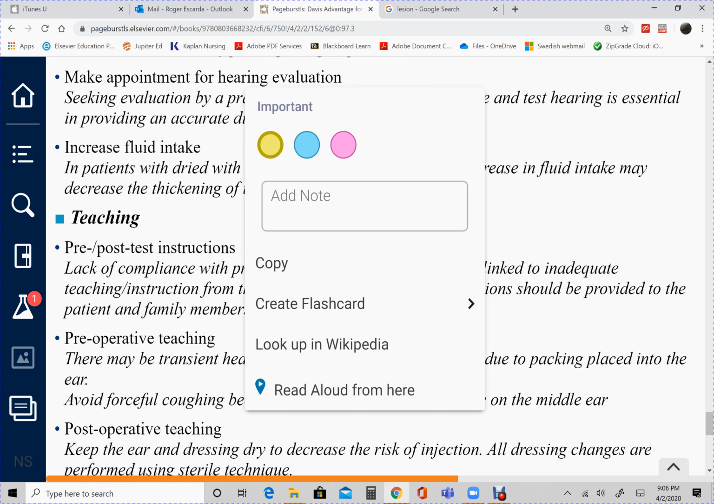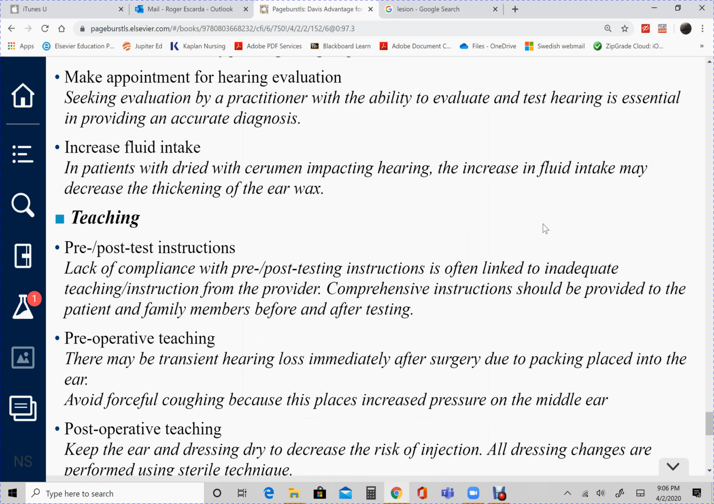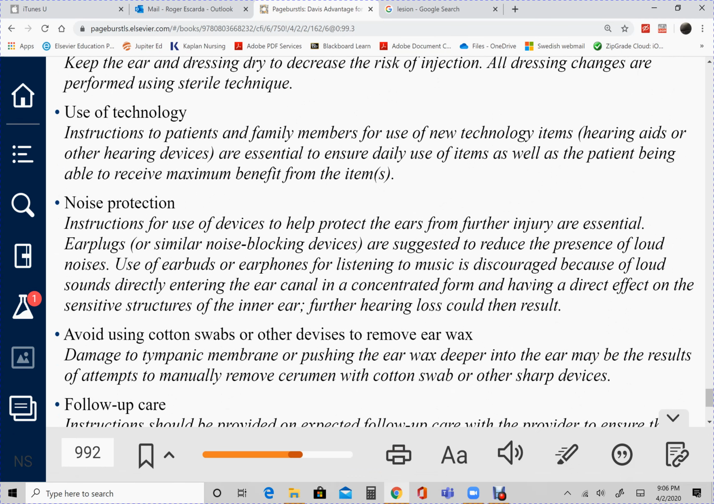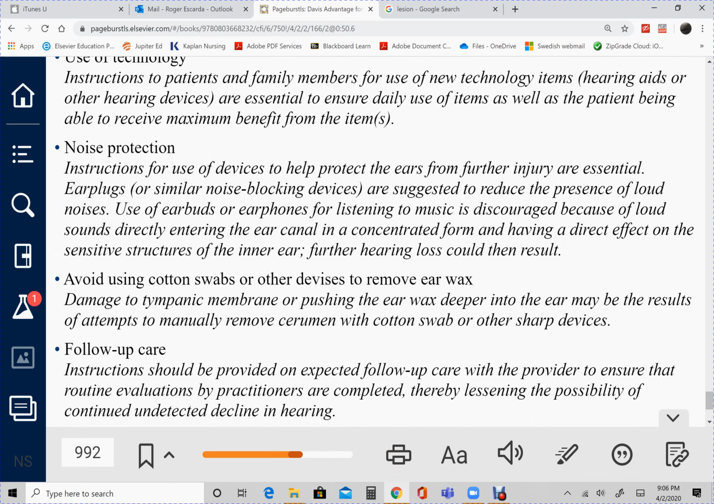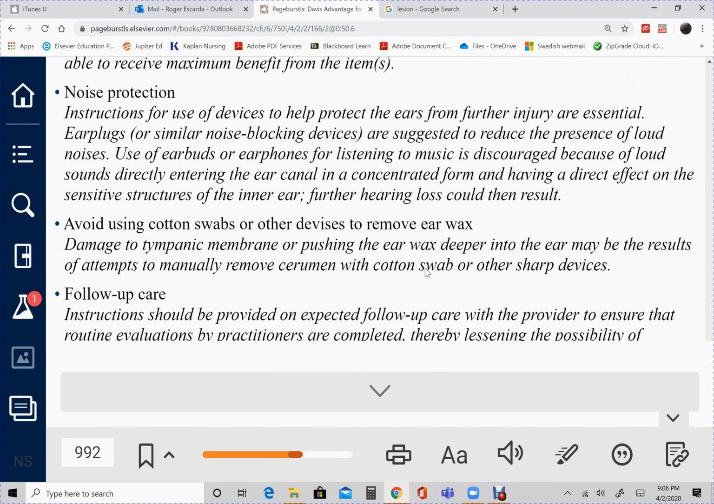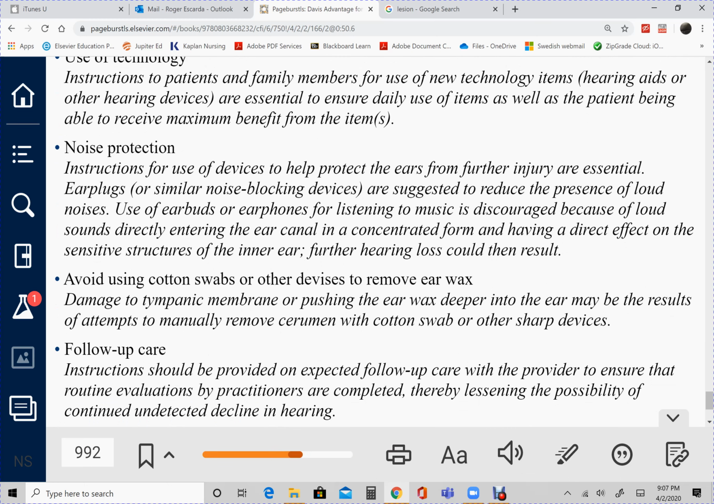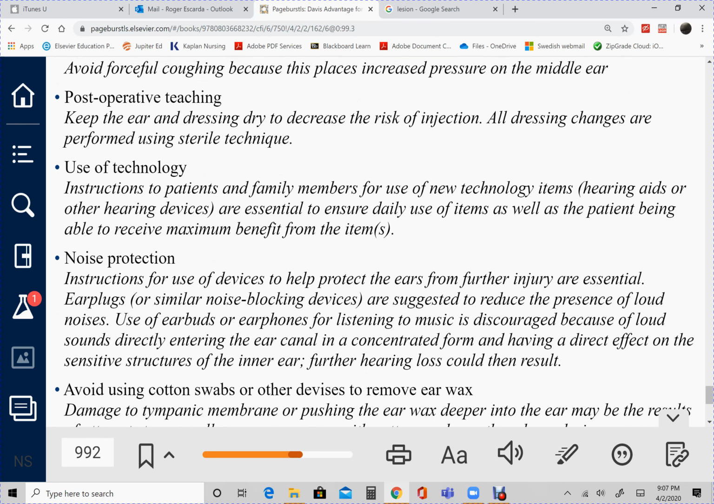conductive hearing loss. And some teaching here, obviously we don't use cotton swabs, okay, to remove earwax. There are safer ways to do it, although we teach this, but we practice that all the time, including myself. I still use Q-tips to clean my ears.